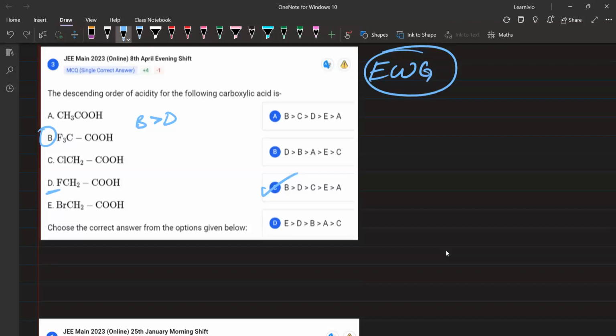Does this make sense? Because what will happen when you have COOH? COOH will ionize into COO negative. So you will again have what? You will again have the negative.